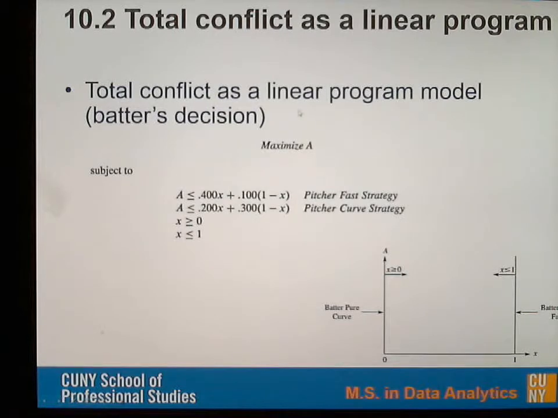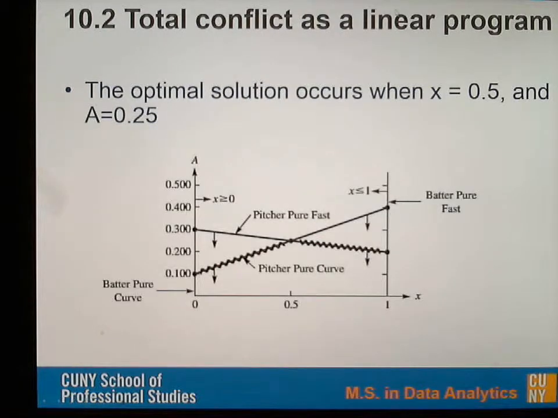If we think about total conflict as a linear program, then it could be maximize A subject to the pitcher's fast strategy. You have to look at the examples in the textbook, and then you would understand where these come from, and later we would explain how to solve this particular problem. It happens that this problem's solution is at x equal to 0.5 and A equal to 0.25. It's here.